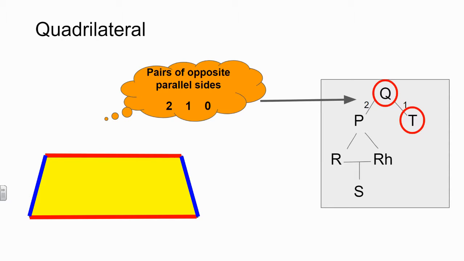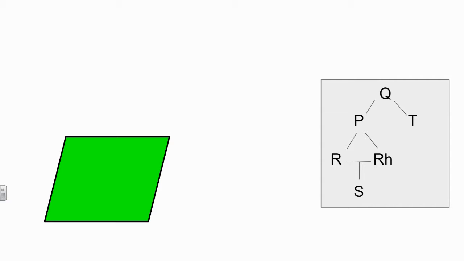So we know that this shape is a quadrilateral. We also know that this shape is a trapezoid. But again, the further down you go in the names, the more specific you're being. So the best name would be trapezoid. Let's take a look at another one.